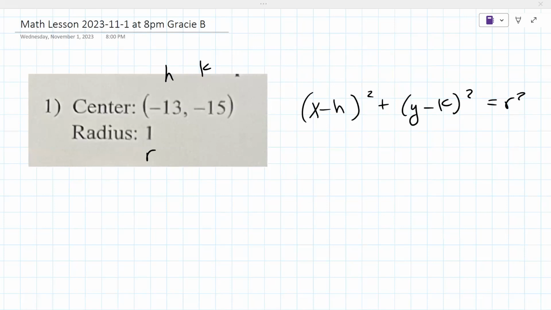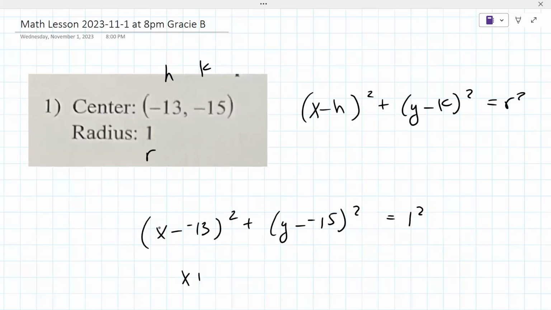Formula down, you're gonna be okay. This is gonna be (x - a - 13)² + (y - a - 15)² = 1². (x + 13)² + (y + 15)² = 1.